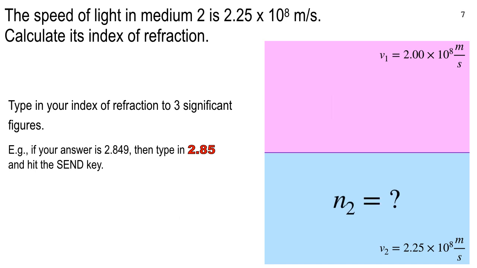Let's do medium 2. You guys ought to be able to do this in about 20 seconds. Okay, I'll give you a little more time than that. And notice that I got the exponents correct now: 2.25 times 10 to the 8.